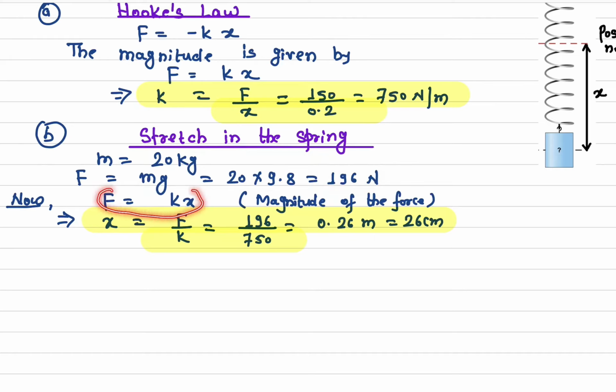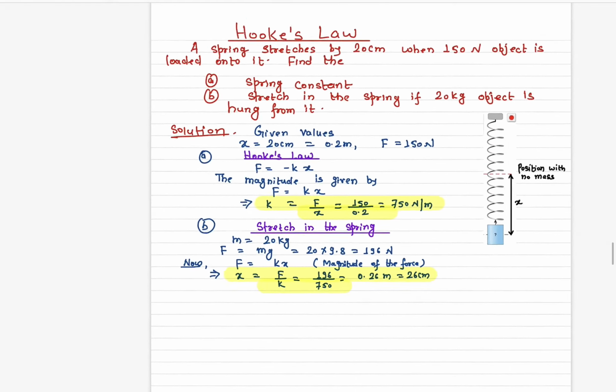Again, this is Hooke's law. Force is equal to k times x, and I'm simply using the magnitude of the force. So x will be force divided by k. The force is now 196 Newton. And the k value, as I mentioned, does not change for a spring. It remains the same. The only thing that changes is the force and the displacement. I already have calculated k, which is 750. Now if I divide, what I will get is 0.26 meter. That corresponds to 26 centimeter.